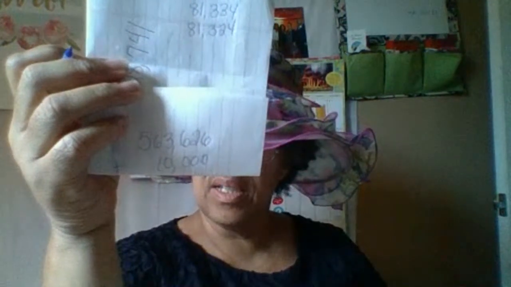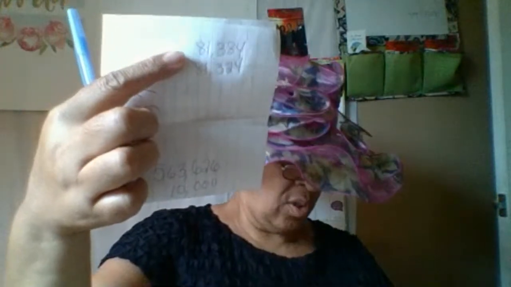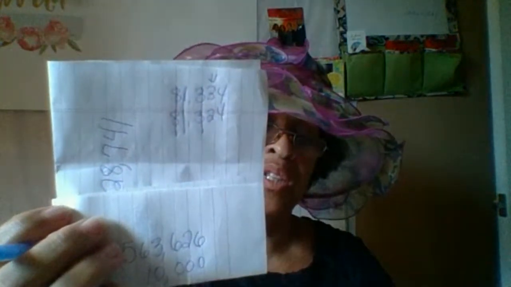334, 81,324. You can line them up like this, this number up here. You can line them up like that and say, okay, the 8s are the same, so we're not comparing those. The 1s are the same, so we're not comparing those. The 3s are the same, so we're not comparing those. So now we have a 3 and a 2 that's different.